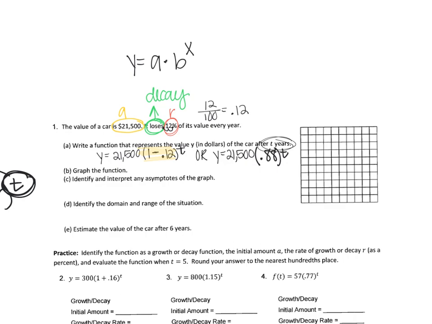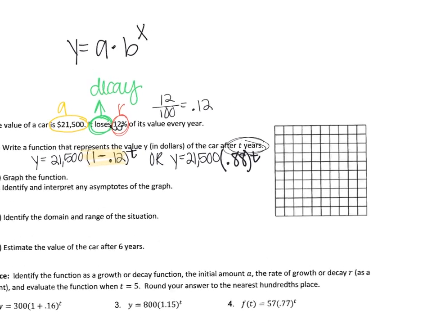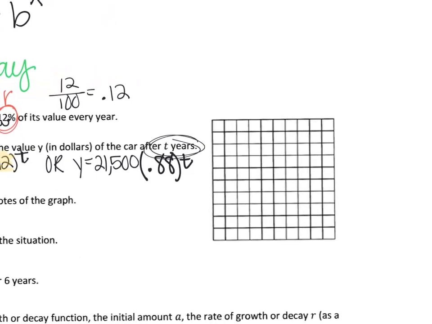It then asks us to graph the function. I think the best way would be to make a table. So I would make a table of my x and y values. And again, this time t is my x. And I would just plug it into my calculator or Desmos. What happens when I plug in 1 for x or 1 for t? Well, I get 18,920.